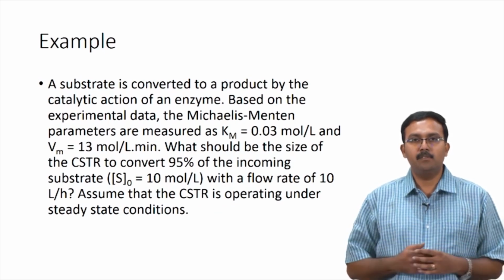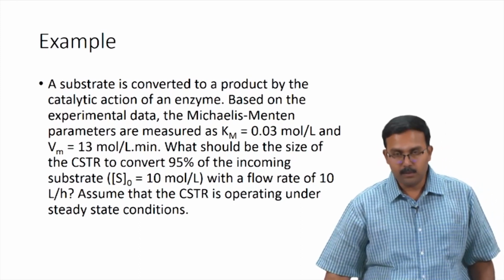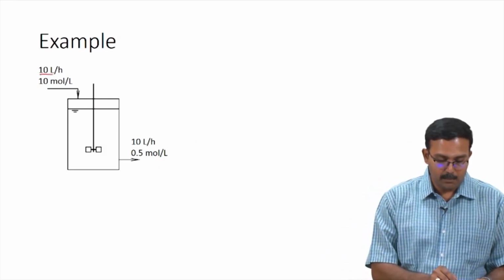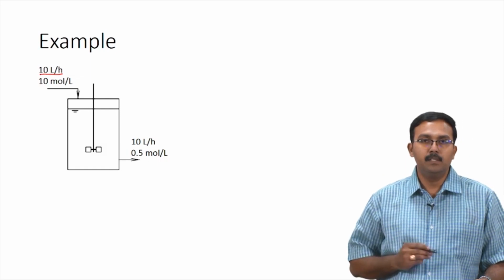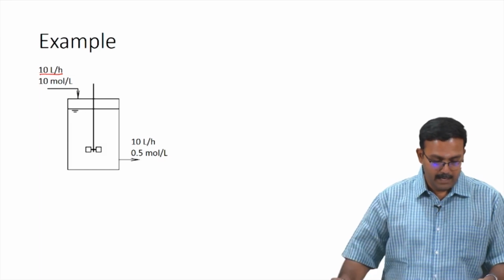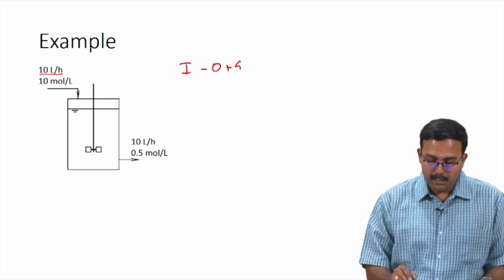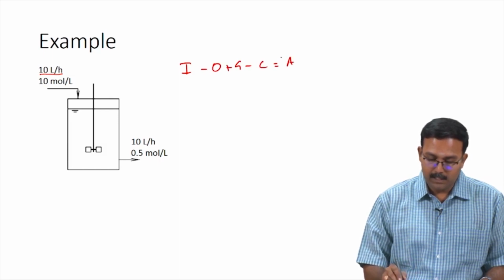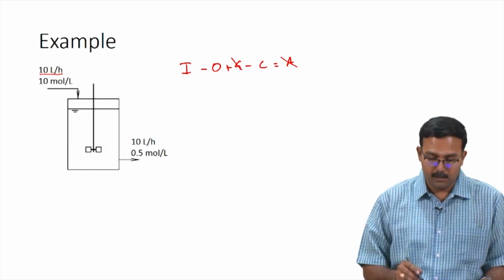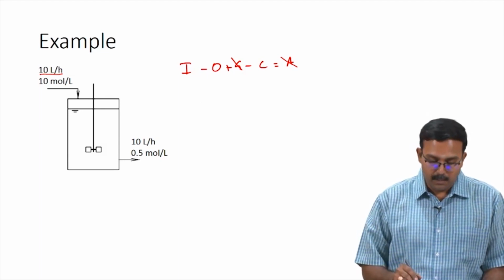Let us go and solve this problem as we solve any other material balance problem. So, the first step would be to identify the basis. Here we have been told that 10 liters per hour is the inlet feed of the substrate. So, we will take that as the basis. With that we can write material balances, which would be input minus output plus generation minus consumption equals accumulation. At steady state there is no accumulation, and as we are writing a balance for the substrate, the generation would also be 0.